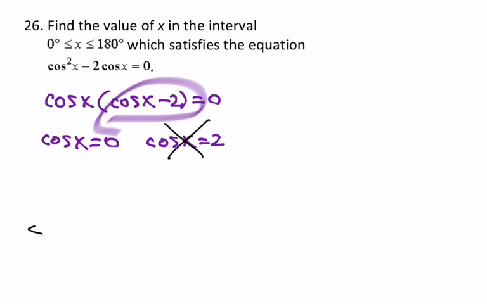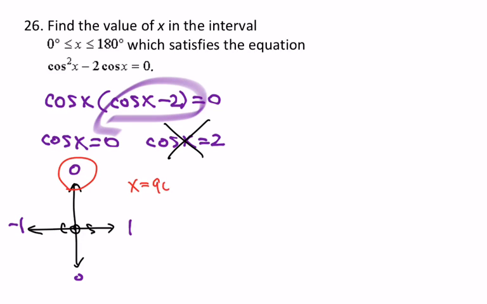Then for which angle is cosine equal to 0? In case you forgot, you can memorize it in this way. You can see COS, that's cosine, which means in the middle you have 0, and on the right you have 1, on the left you have negative 1. Then for what angle is cosine equal to 0? Right over there, which is when x equals 90 degrees.